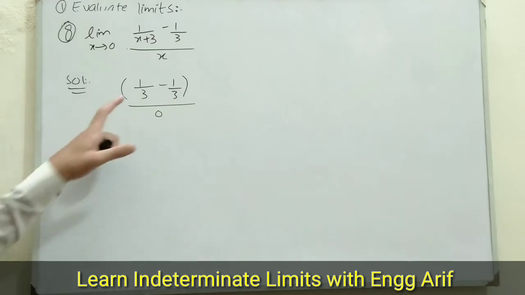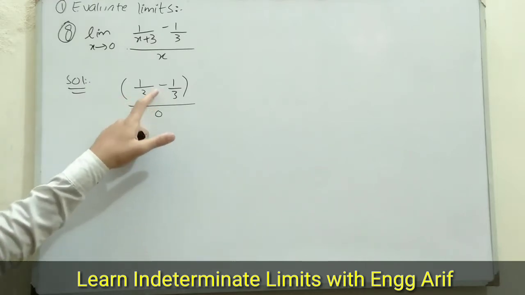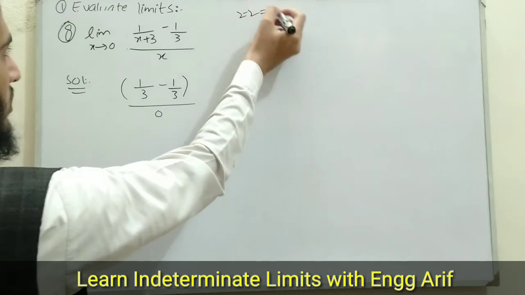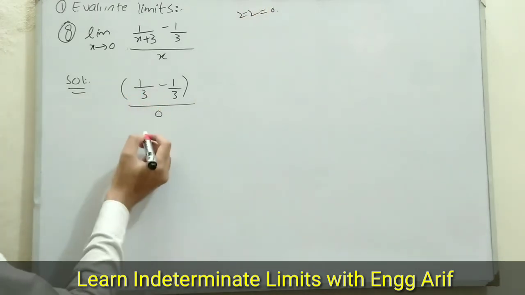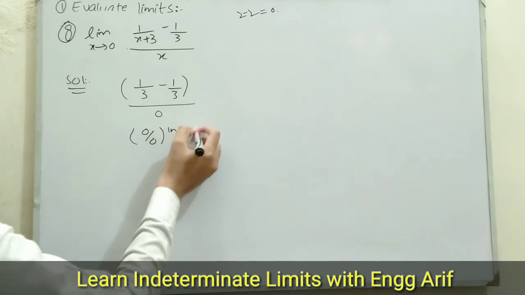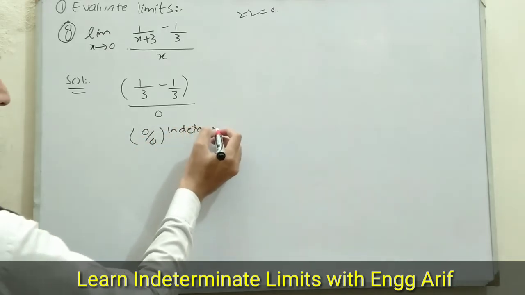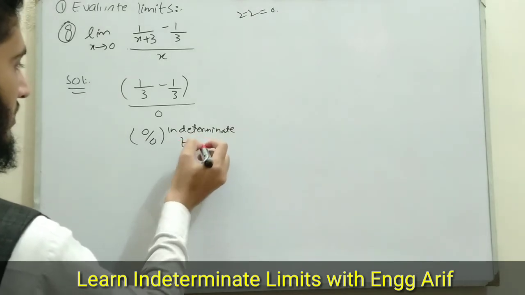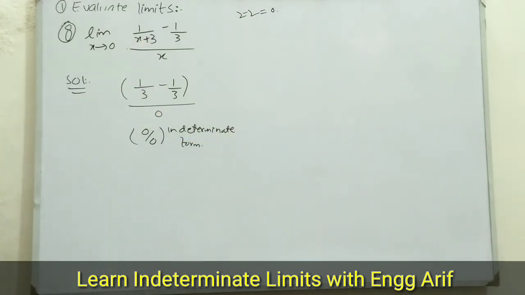So in the numerator, when the same number is subtracted from itself, just like 2 minus 2, it gives us 0. So 1 over 3 minus 1 over 3 gives us 0. So 0 by 0, again an indeterminate form. Here we will take the LCM, by which we will remove this indeterminate form.